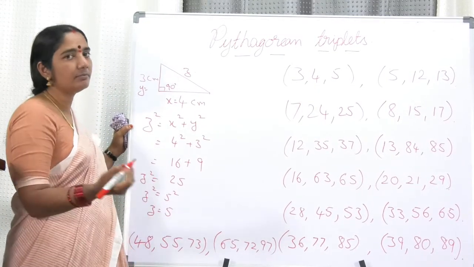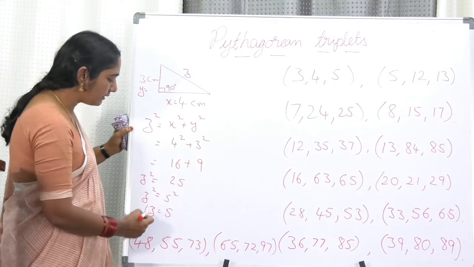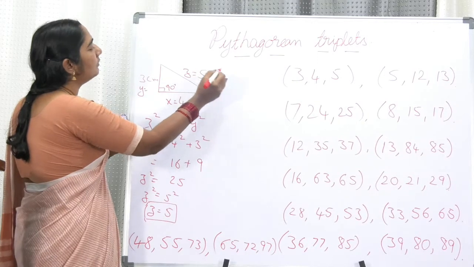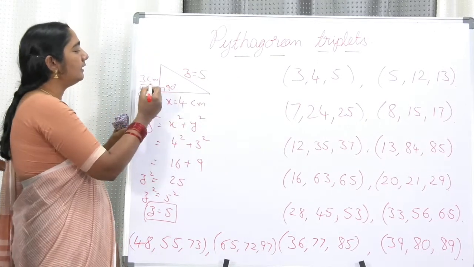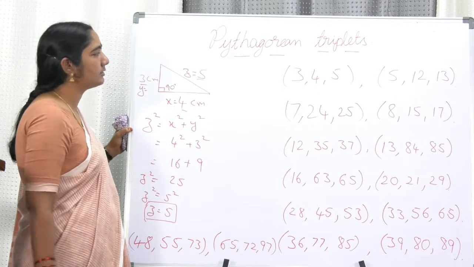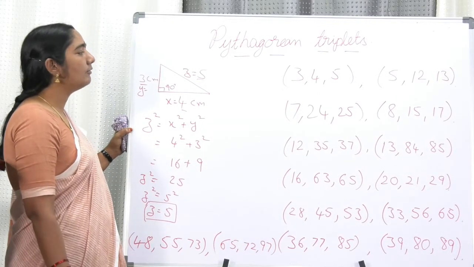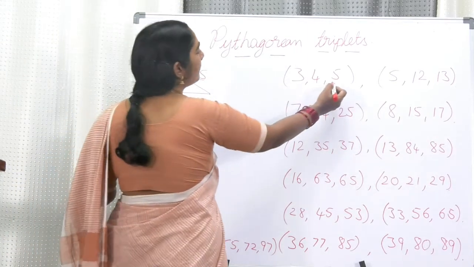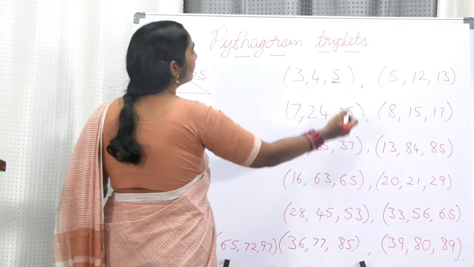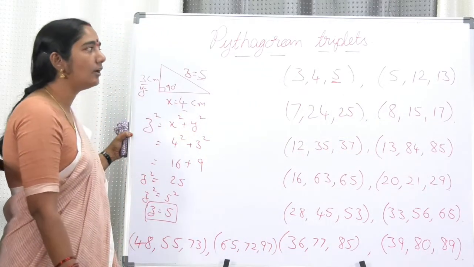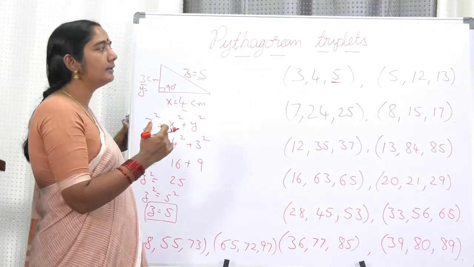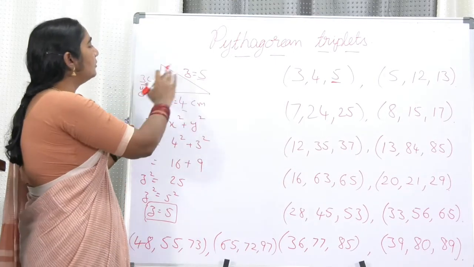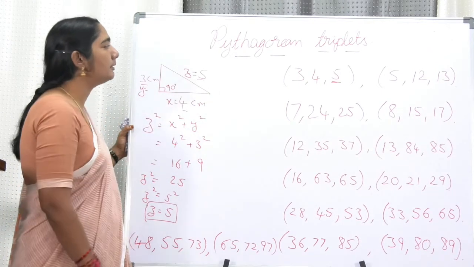Generally it is plus or minus 5, but we do not go for negative, only plus. So the value of z we got is 5. Means 3, 4 and 5 we call a triplet. In the triplet, the highest number will be the hypotenuse. The highest among all becomes the hypotenuse. I think now you understood what is the meaning of a triplet. The set of these 3 numbers is called a triplet.